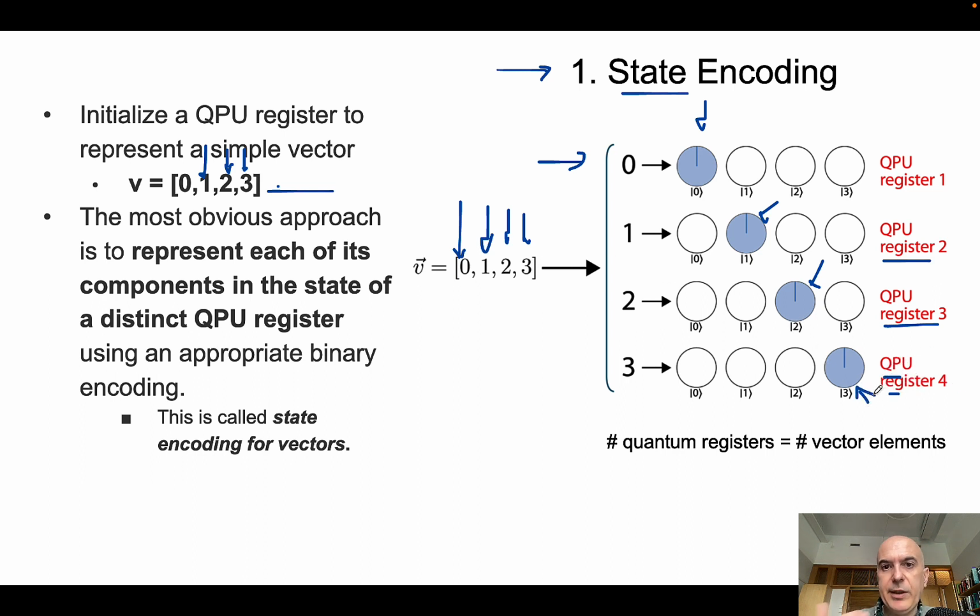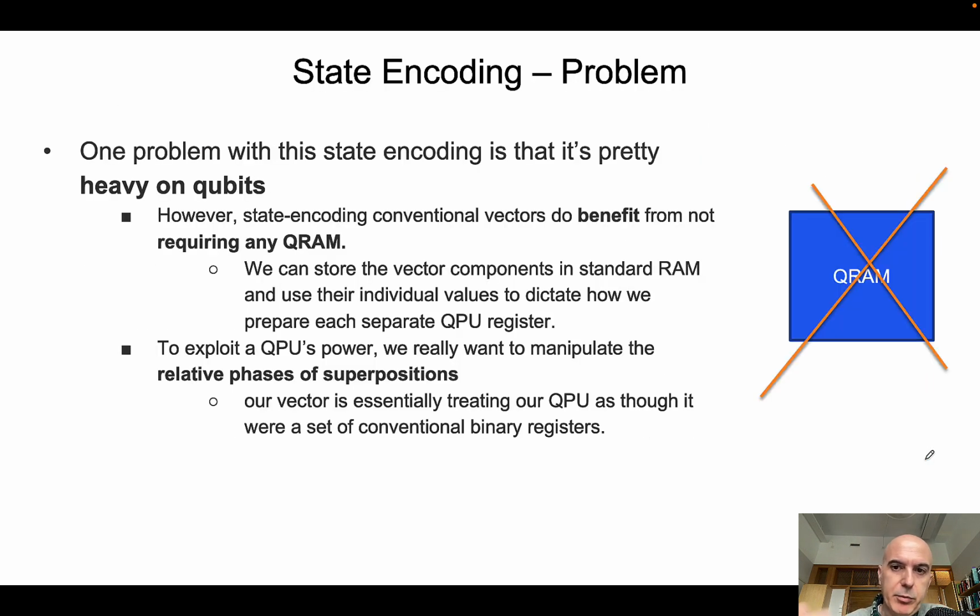In this state encoding, obviously the number of quantum registers is also equal to the number of vector elements. So the more elements that we have, the more quantum registers we're going to have. So what is the first problem? Well, the problem, as we saw in the previous slides, is that this approach is quite heavy on the qubits and the number of quantum registers that we are going to use. The major disadvantage is really the amount of quantum registers that we need to store a vector.